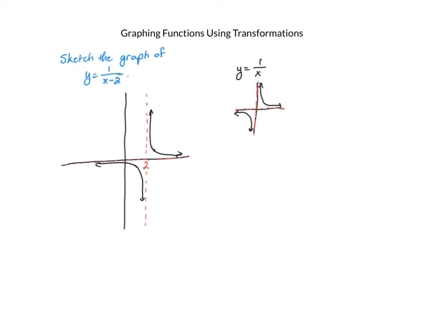Now, if you're not 100% sure that you have it shifted the right way, let's look at this in relation to its domain. Remember that the domain of this function would be all real numbers except 2. 2 would make the denominator 0. And notice our vertical asymptote is at 2. So it gives us some confidence that we did it correctly. Let's move on to our next transformation.